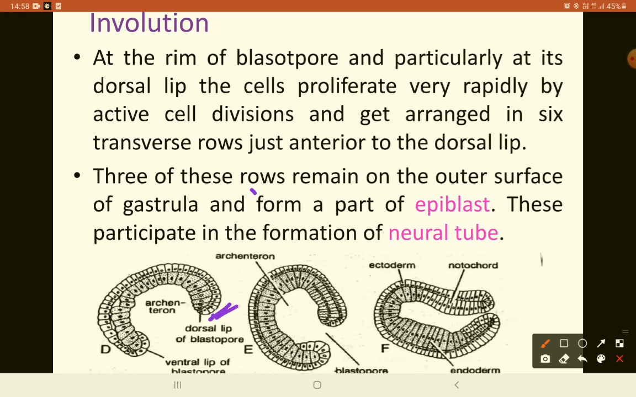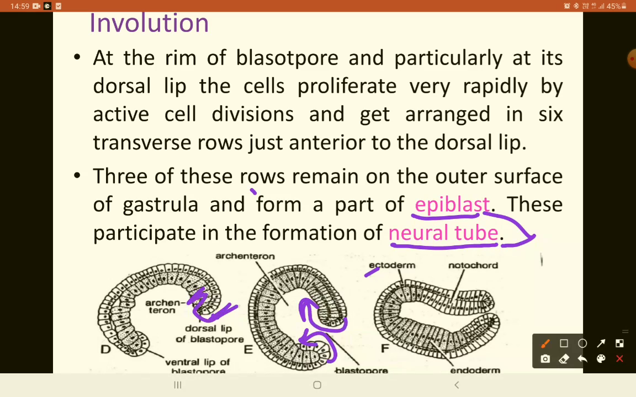Now 3 of these rows remain on the outer surface of the gastrula and form the epiblast, which in turn forms the ectoderm, and these participate in the formation of the neural tube. That is, these epiblast cells, which are formed by rapid division of cells on the outer surface of the gastrula, form the epiblast, which in turn gives rise to the neural tube. That is, they form the neural ectodermal cells. Whereas the other 3 layers involute inside here.